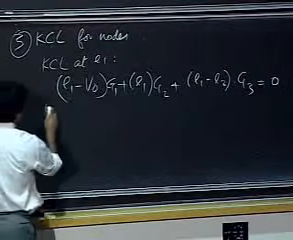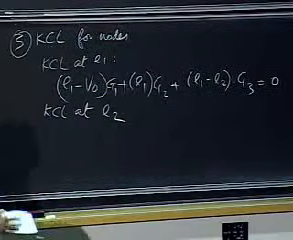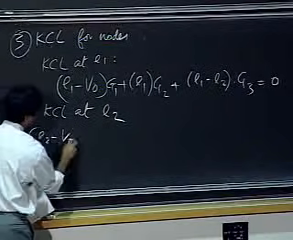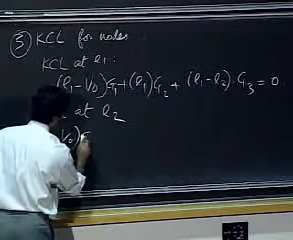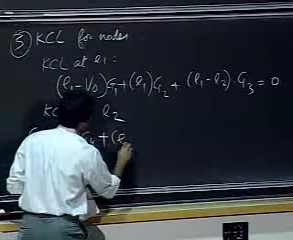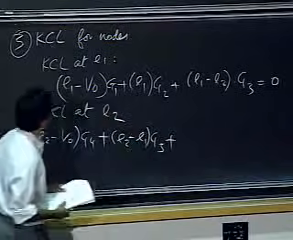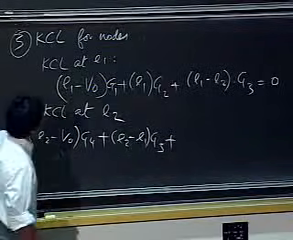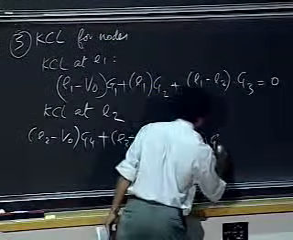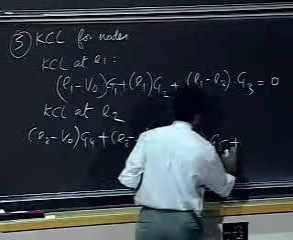Okay, so I can similarly write KCL at E2. Again, let me go outwards. The current going up is E2 minus V0 multiplied by G4. The current going left is E2 minus E1 divided by R3, or multiplied by G3. The current going down is E2 minus 0 multiplied by G5. And the current going down is minus I1.